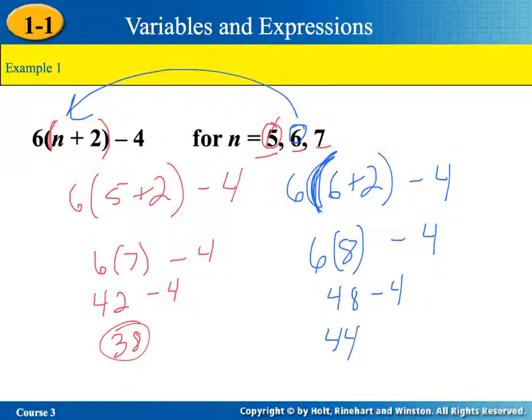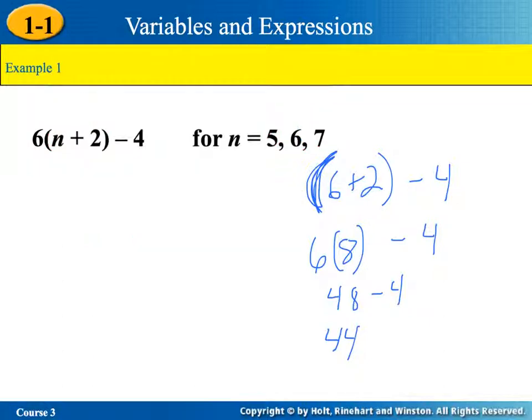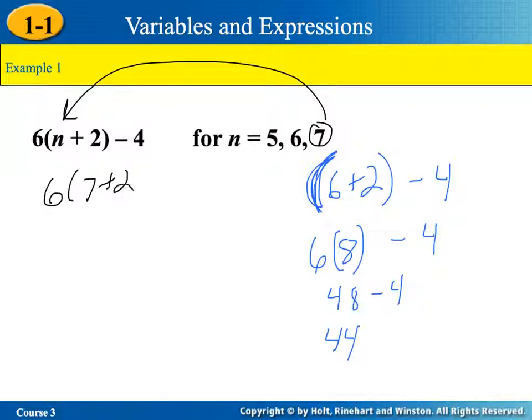Last but not least, I have my 7. So now I'm going to plug in 7 wherever I see an N. Okay, so again, I have this 7. I'm going to take this 7 and plug it in where I see an N. So I get 6 times (7 plus 2) minus 4.